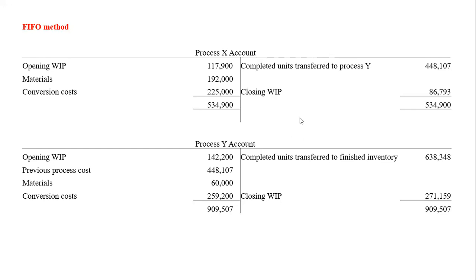Okay, this is the simple learning point, of course. The reason is, with respect to process X, there had not been much price difference of materials, labor, overheads. But with respect to process Y, there had been price differences with respect to material, labor, and overheads during the two periods.